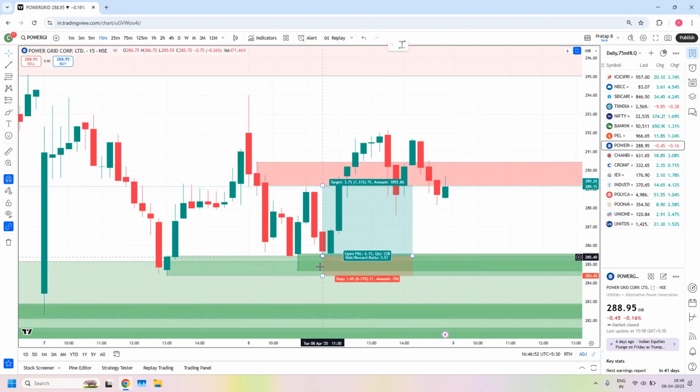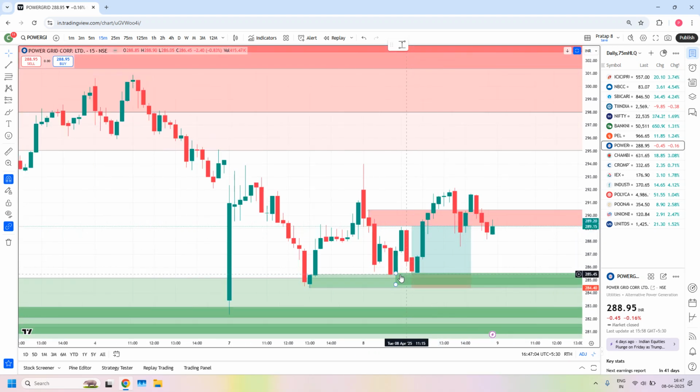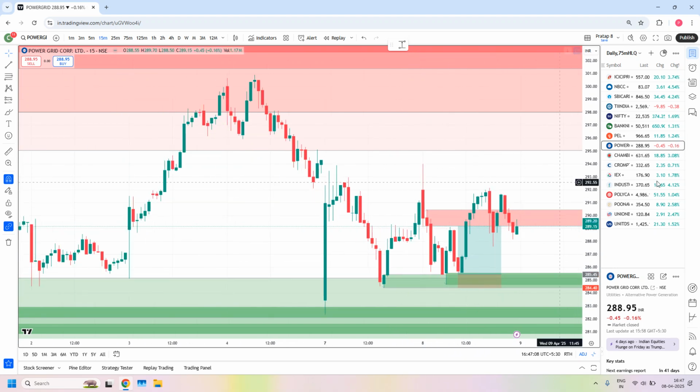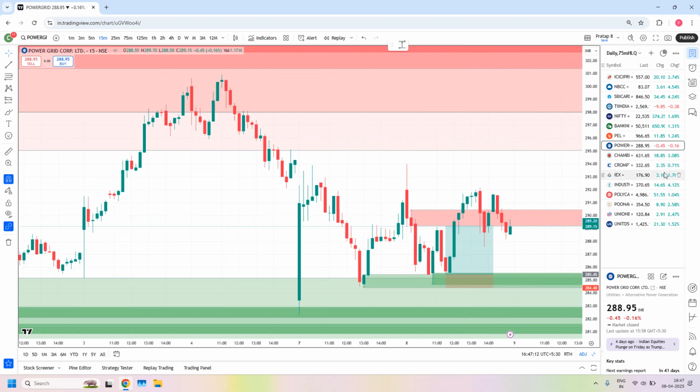Power Grid was very bad luck for us. Just 10 paisa, because of the risk management point of view, 10 paisa inside your fine-tuned zone. With that 10 paisa, price did not reach and we missed the trade. Otherwise, it could have been a good trade for us. Okay, so this is about HLQ zones.